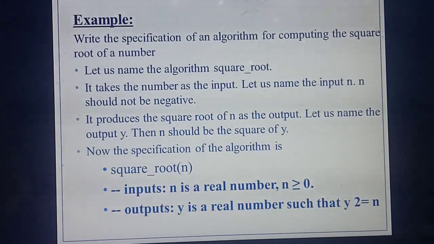Understood, students, how you need to write the specification of the algorithm? Always first you need to write the name of the algorithm. Then the name of the algorithm is followed by n. Then after that you should give the property of the input. Property of the input means it's a real number, and the number you are giving should not be a negative number. Okay, what's the third one? The relation between input and output. What's the relation? The output variable you are taking as y. So y square equal to n. Understood?